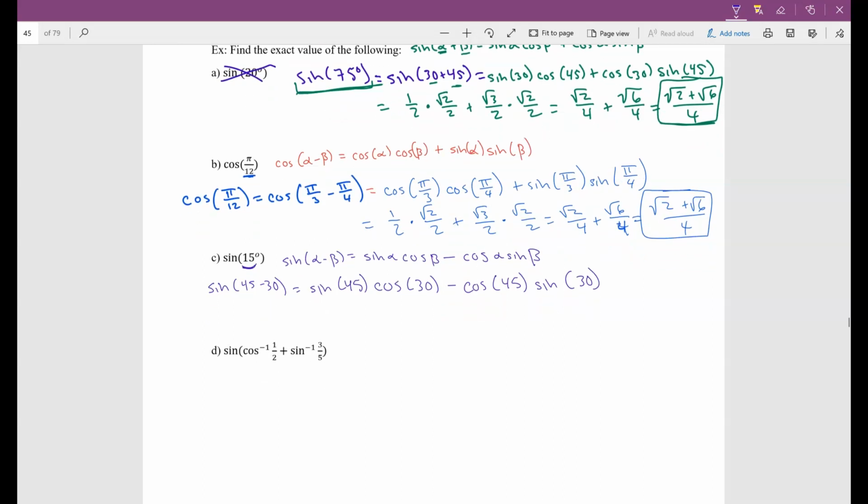Now you can just use your calculator, or you can use the unit circle. The sine of 45 degrees will just be square root of 2 over 2. The cosine of 30 degrees is going to be equal to square root of 3 over 2.